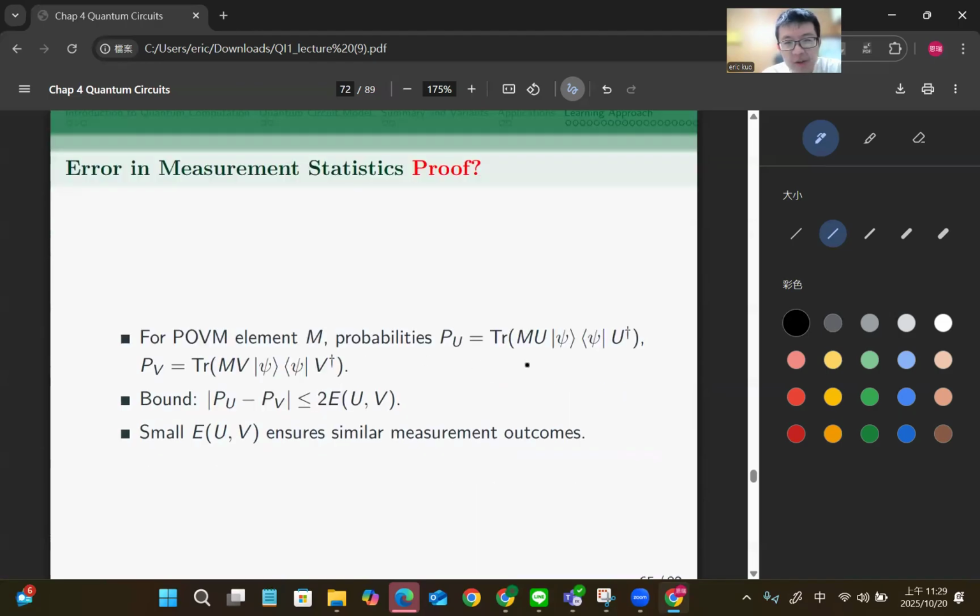Okay, so why is this good? Suppose I give you a POVM M, then this is the probability that I apply U to the state psi. And the probability for V is basically I apply V and do the measurement. And there is a bound that one can prove: P_U minus P_V, the total variation distance, is bounded by 2 times the error E(U, V). You can check out the textbook proof. So this is the error.